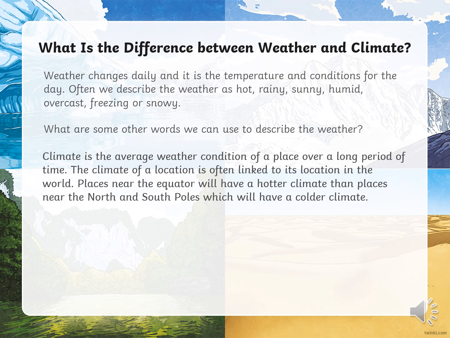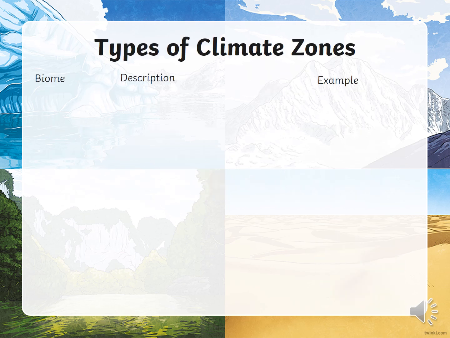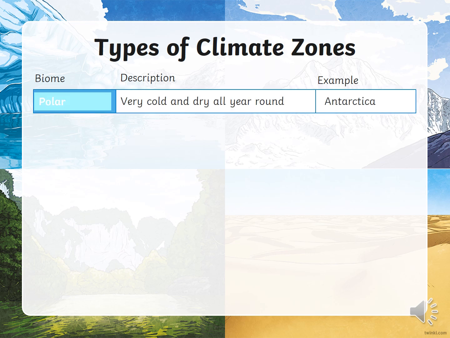So climate is what you can expect to get in a certain place. So if you imagine you're in the North Pole, you're probably expecting it to be cold and snowy, and weather is what you actually get day by day. So there's different types of climate zones, and different areas of the world, and we'll have a look at a diagram in a minute that will split up the world into these climate zones.